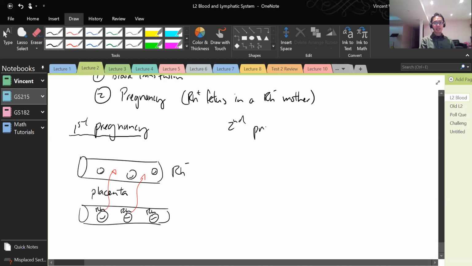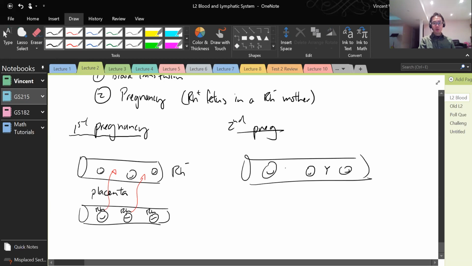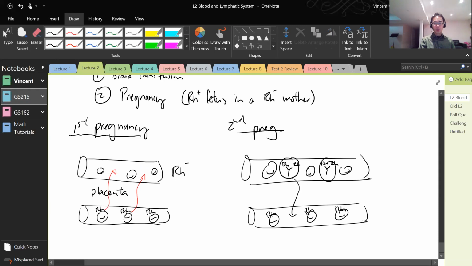But in the second pregnancy, same mother, this time her bloodstream would have the anti-Rh antibody, because she was sensitized from the first pregnancy. If the baby is positive again, then some of these antibodies will cross the placenta and attack the baby's blood.